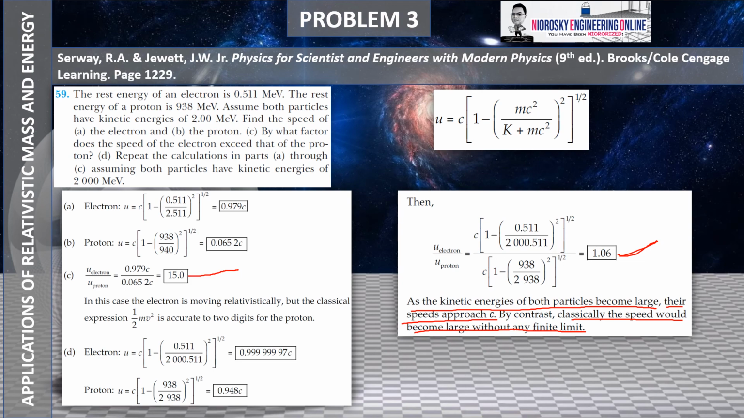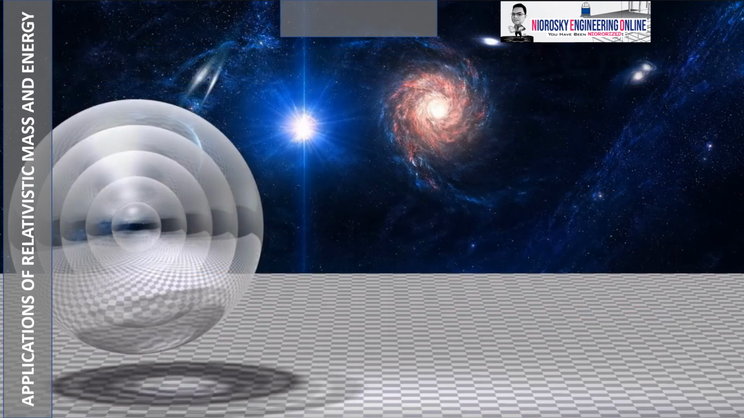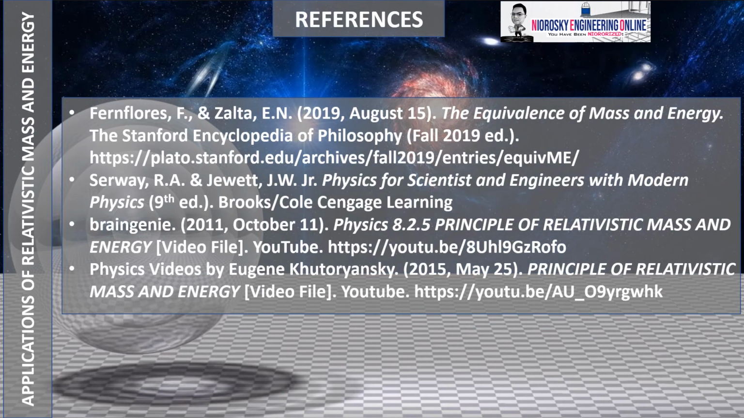So that is the meaning of this third problem: as we increase the kinetic energies, there is a particular effect. The larger the kinetic energy of the electron and proton, the closer their speeds are to the vacuum velocity, the speed of light under vacuum condition, in all inertial frames. So that is the definition of problem number 3. For that, the references for solving this problem are the following.